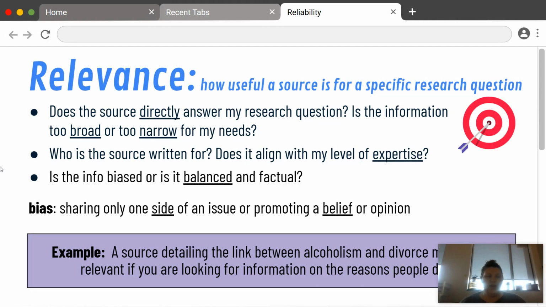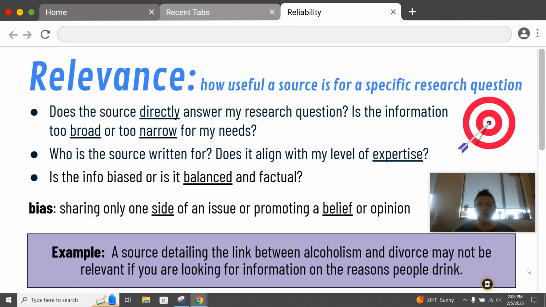And we need to ask ourselves, is the info biased or is it balanced and factual? So when we're talking about bias, we're talking about information that shares only one side of the issue or promotes a specific belief or opinion. So sources in which the author is trying to persuade or share their opinion would be biased. And generally, we want to find information that is more balanced and unbiased than information that is biased.